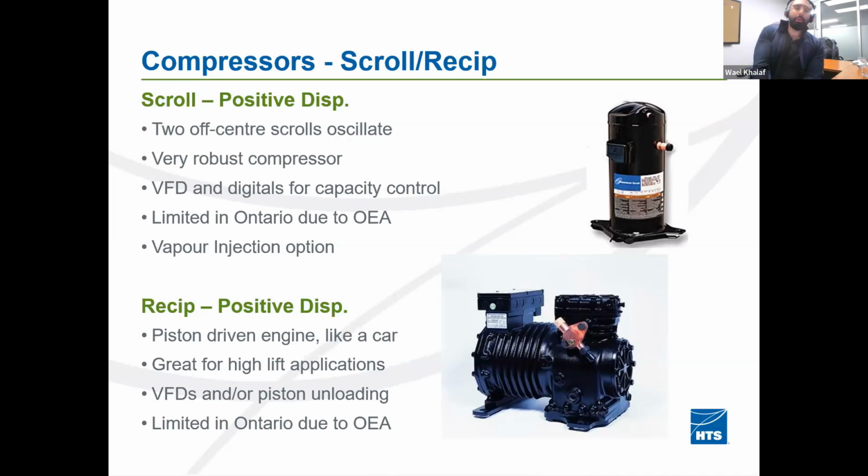Reciprocating compressors, again, a positive displacement compressor, function exactly like your car engine. This was considered a very old school compressor, but we're seeing it come back into the market for certain applications using CO2 or different refrigerants. So again, it disappeared from the commercial market for a while. We're seeing it come back more and more into the commercial market, mostly because we're trying to achieve very high lifts, which is the reason why this compressor is used.